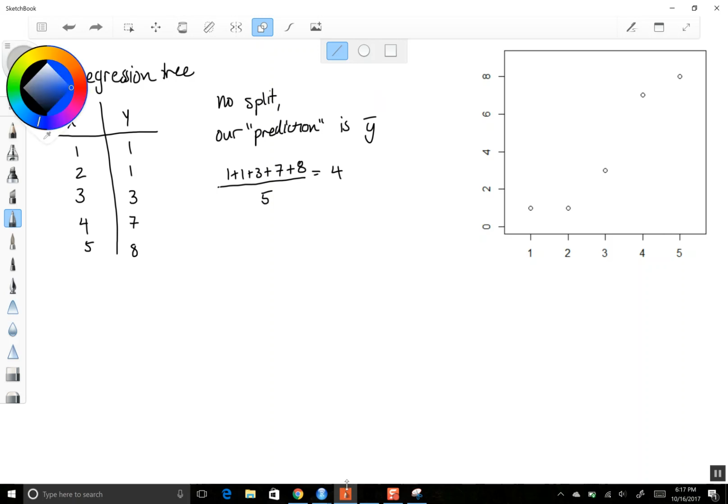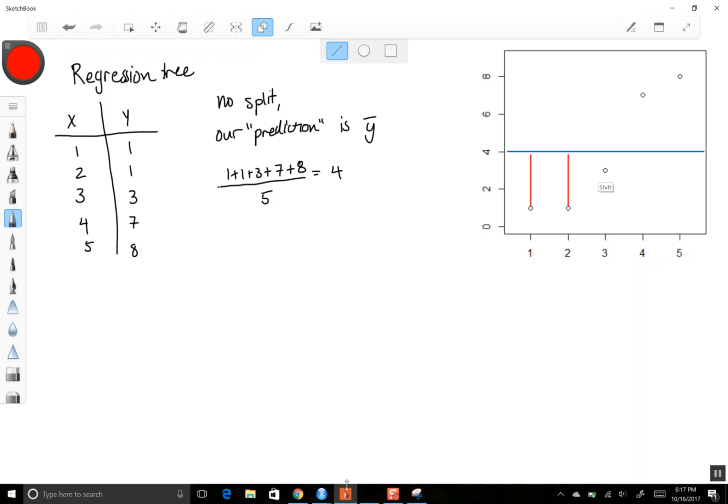Let's use a different color. Okay, this is what we have. And then we have residuals for each of these. So we have a residual there, there, there, there, and there.